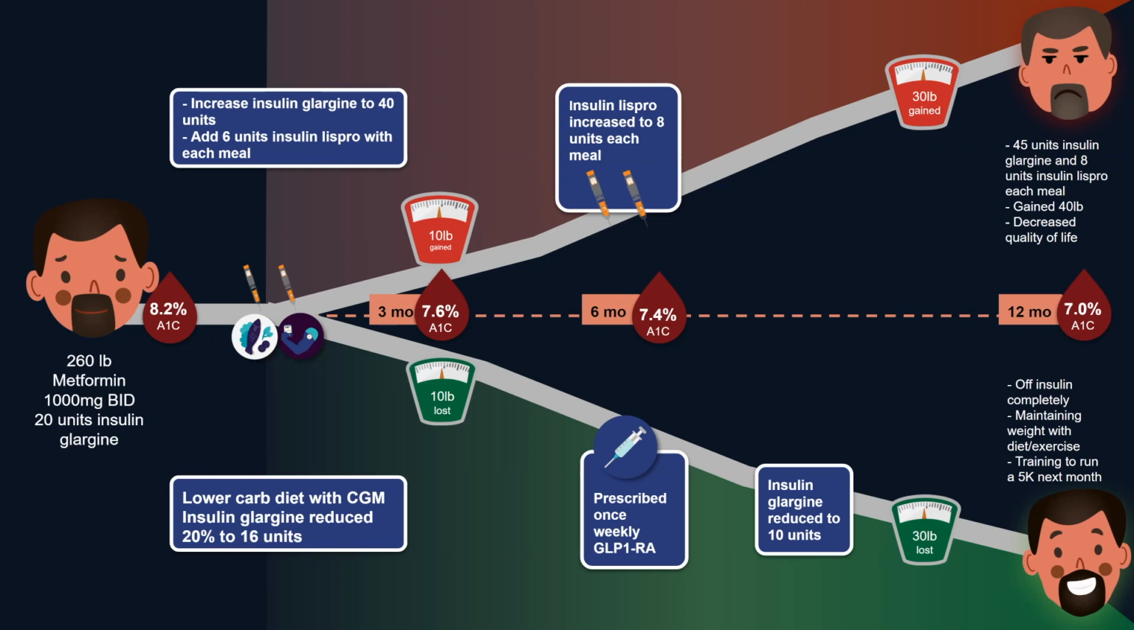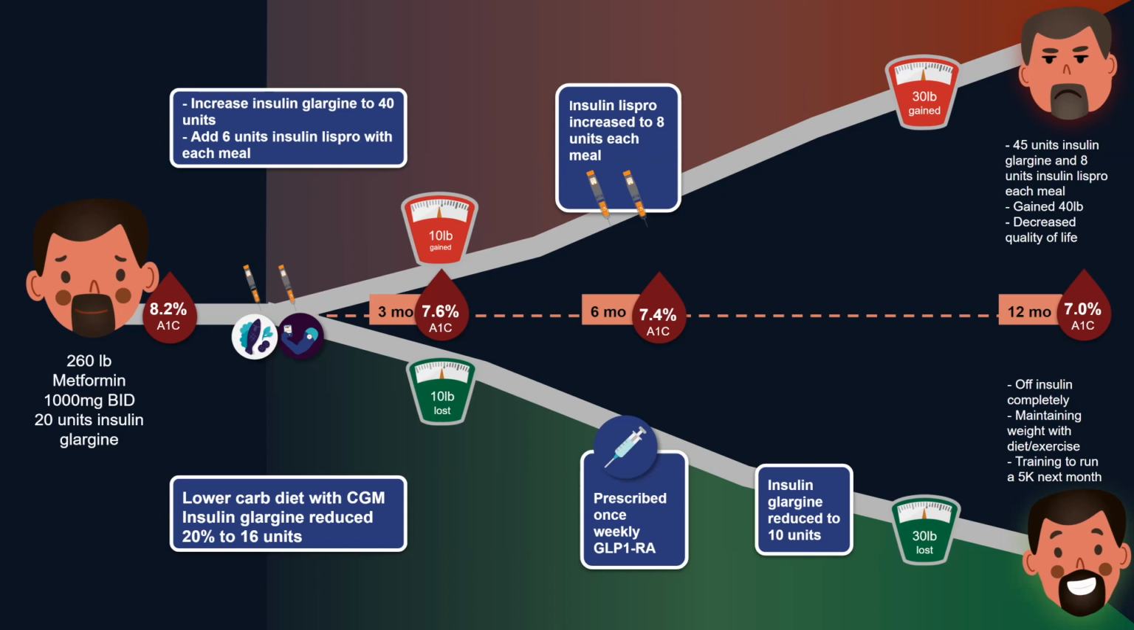Subsequently, he continued to work on his lower carbohydrate diet, continued to wear a CGM, but we added a GLP-1 receptor agonist as well. That further accelerated his weight loss, and we were able to reduce his insulin down to 10 units a day. And he continued to lose weight with a total of 30 pounds lost. By the end of 12 months, he was completely off his insulin, maintaining his weight with diet and exercise, and he had enough energy that he was training to run a 5K next month.